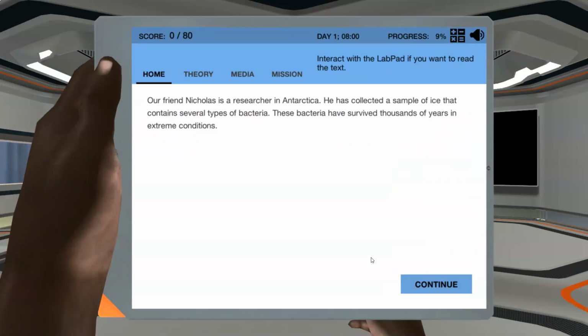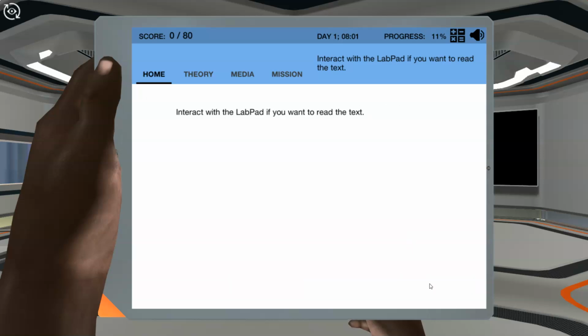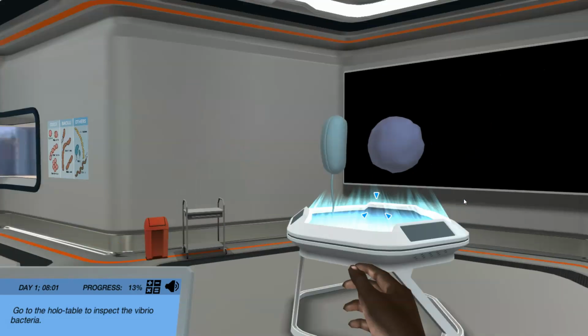Our friend Nicholas is a researcher in Antarctica. He has collected a sample of ice that contains several types of bacteria. These bacteria have survived thousands of years in extreme conditions. Isn't it strange that bacteria can survive for thousands of years while eukaryotic cells cannot? Nicholas wants to know why the bacteria can survive. Let's have a look at the Vibrio bacteria and compare it to a eukaryotic cell, in this case from a human. Go to the hollow table to inspect the Vibrio bacteria.